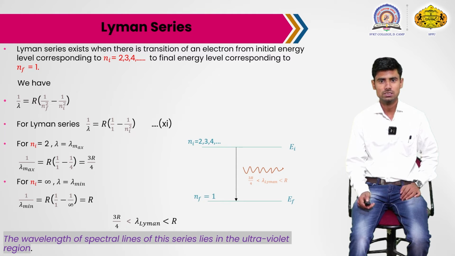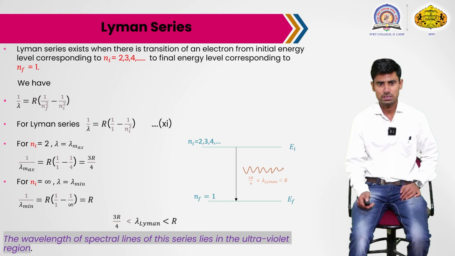Now the Lyman series exists when there is a transition of an electron from the initial energy level, which corresponds to Ni equals 2, 3, 4, 5 and so on, to the final energy level, which corresponds to Nf equals 1. Here you can observe that in the diagram we have shown the transition from Ni equals 2, 3, 4 to Nf equals 1. So whenever this transition takes place, the series that arises here is the Lyman series.